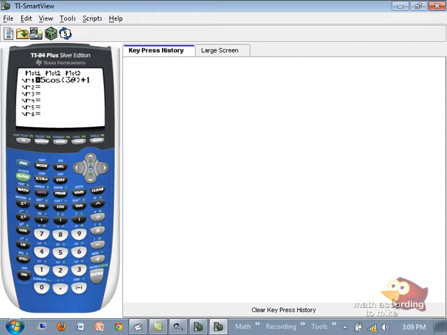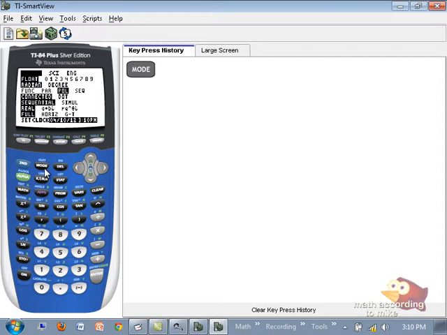If you hit your mode key, mine is already set up for this. The fourth line down is functions. Par means parametric. Next is polar. Make sure polar is selected, P-O-L. Oh, look at that, S-E-Q. I wonder what that means. Not for this class. Please make sure polar is selected.